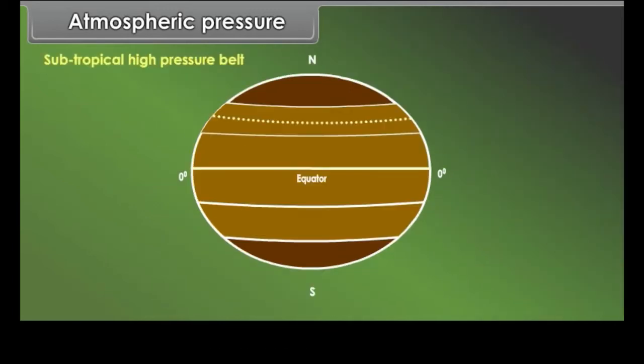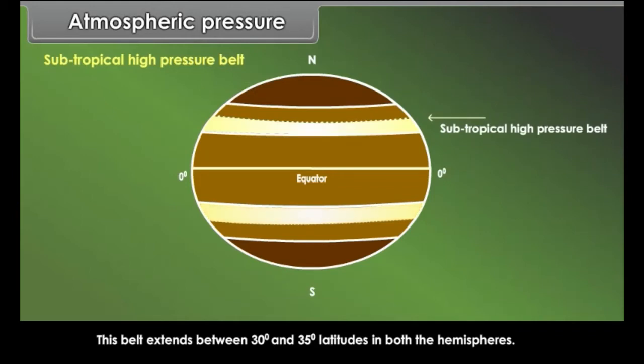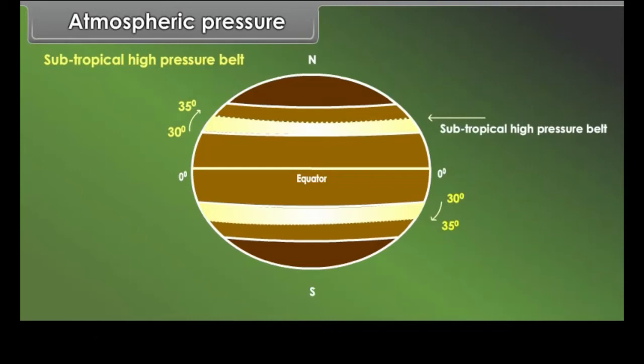Subtropical high pressure belt. This belt extends between 30 degree and 35 degree latitudes in both the hemispheres. Here, the winds are comparatively dry and calm. This is a zone of descending winds and wind divergence. This region or belt is often referred to as horse latitudes.